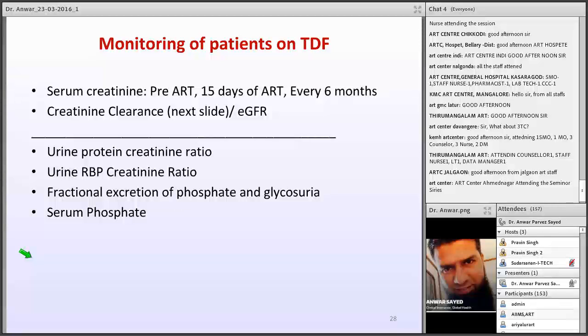So medical officers can use their clinical acumen to decide what investigations need to be done in what cases. So urine protein creatinine ratio, urine retinol binding protein creatinine ratio, if it is available. In most facilities it will not be available, so you can do urine protein creatinine ratio. That is urine protein and urine creatinine and the ratio of these. Then fractional excretion of phosphate and glycosuria and serum phosphate need to be seen.